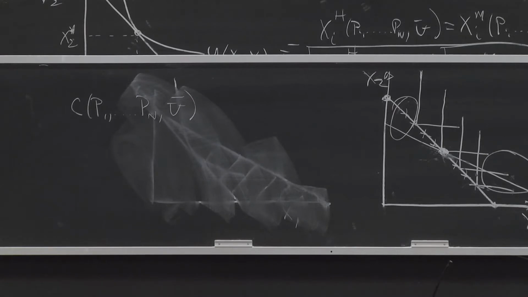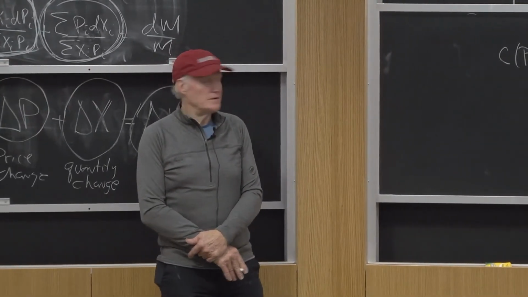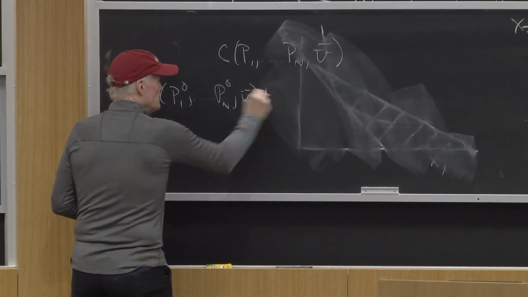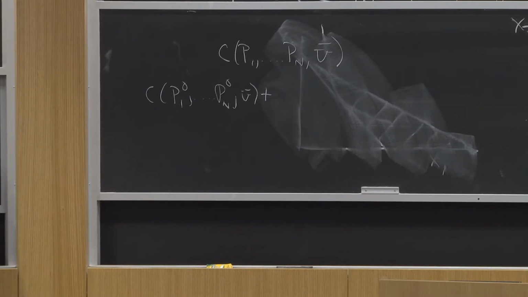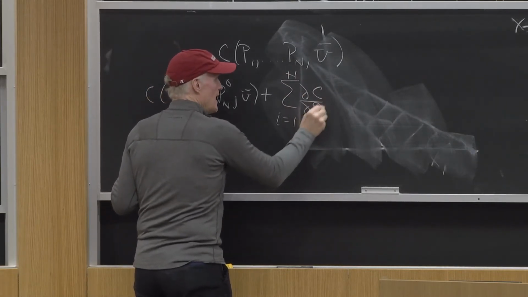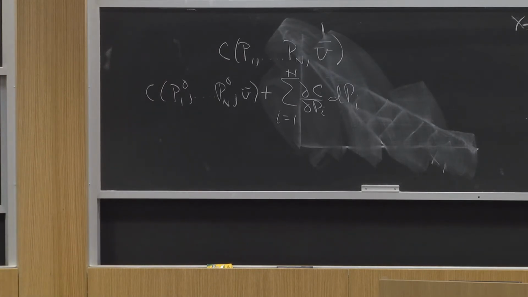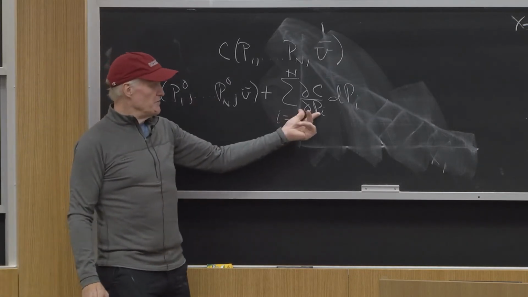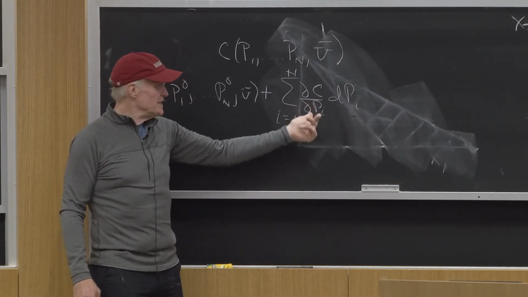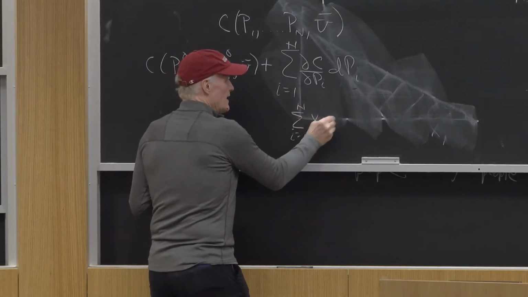What would a first-order approximation to the cost function be? How do you take a first-order approximation to a function? Well, it's C of P1 naught up to Pn naught, U bar, plus the sum from i equals 1 to n of partial C, partial Pi, times dPi. Everybody agrees with that? A first-order approximation is just the function at the starting point plus the derivatives times the changes in the prices. What's partial C, partial Pi? That's xi. So this is the sum from i equals 1 to n of xi dPi.